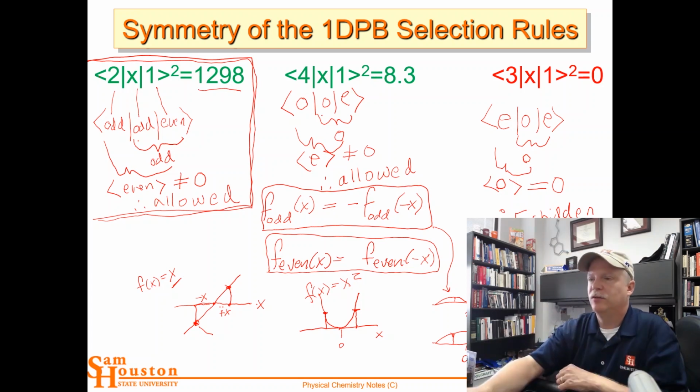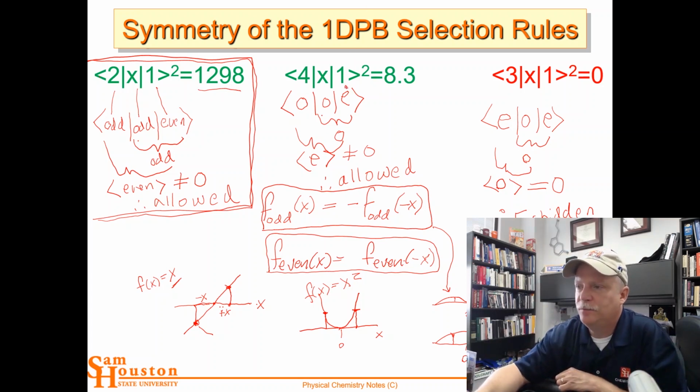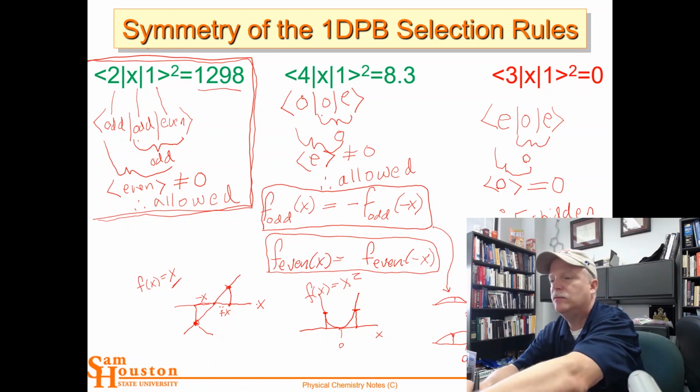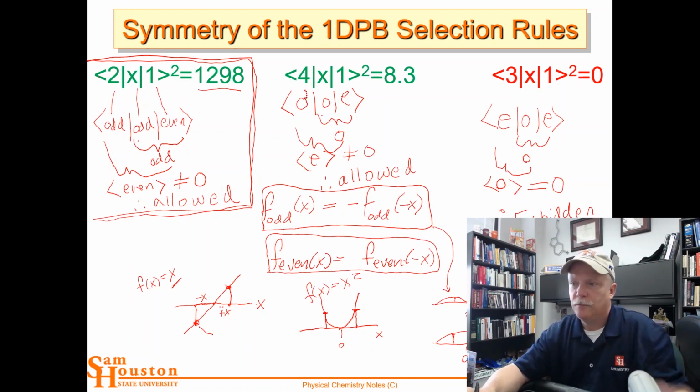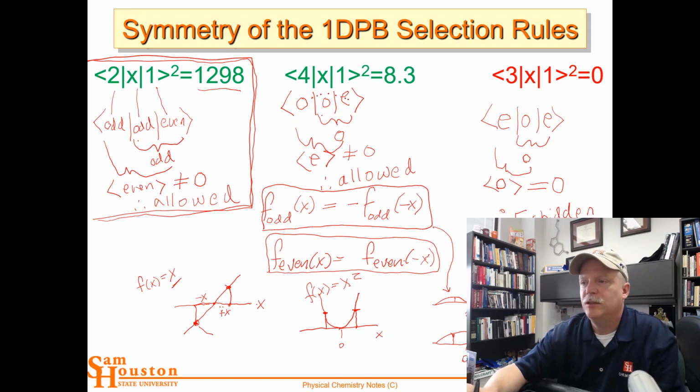Again, the symmetry of the n equals 1 is even. The symmetry of x is odd. If we go back to our previous slide, looking at the wave functions, we see n equals 4 is going to be an odd function. And so then we do the multiplication. I'm just using O for odd and E for even. So odd times even is odd, and then odd times odd is even. So the integral over all space of an even function is not equal to 0. So therefore, the 1 to 4 transition is allowed.